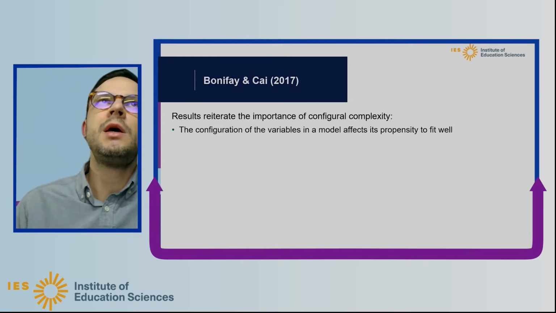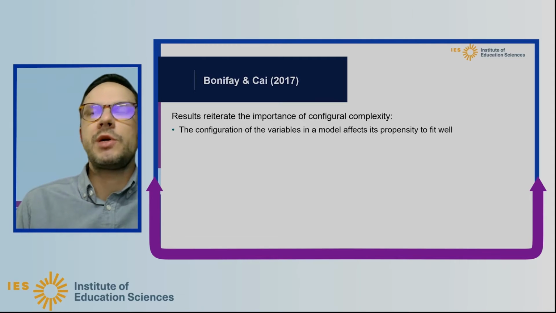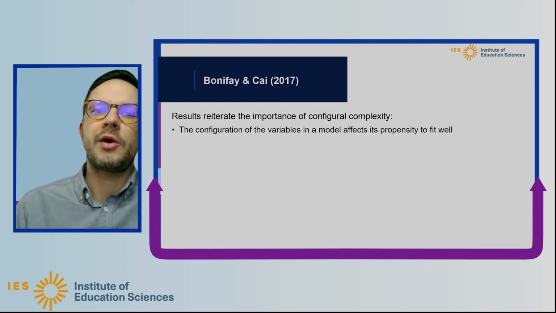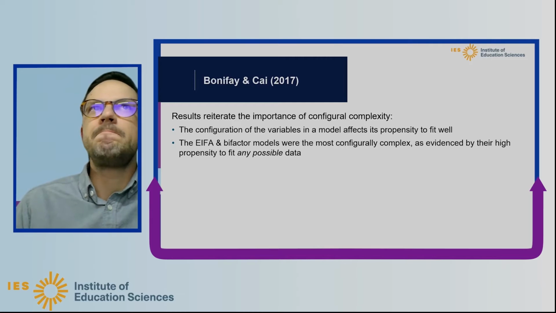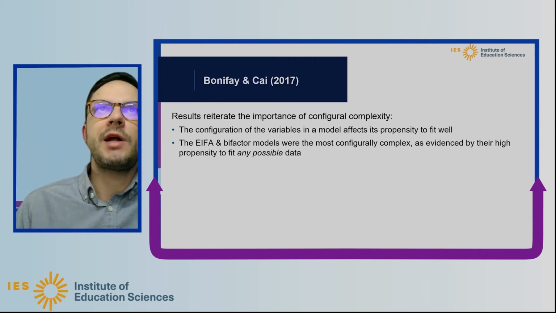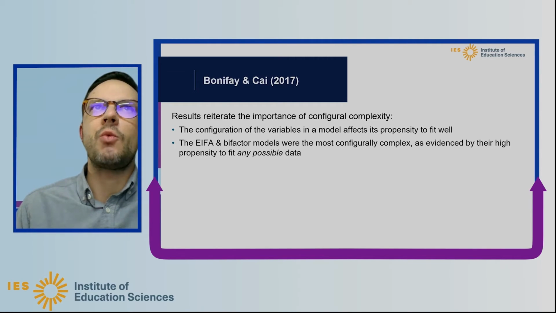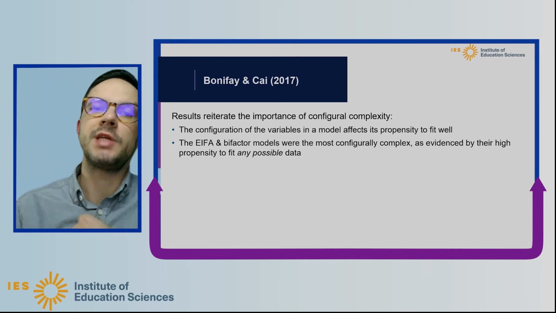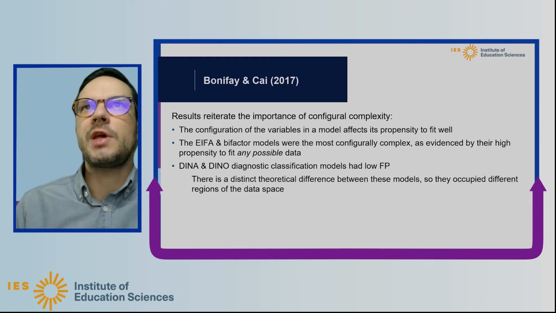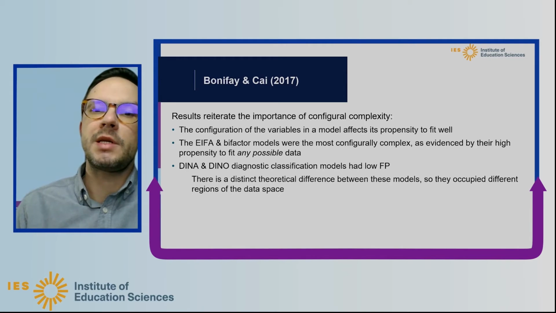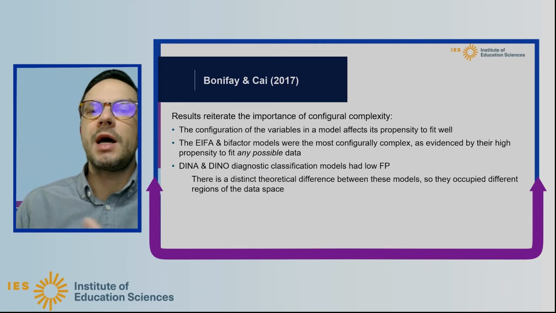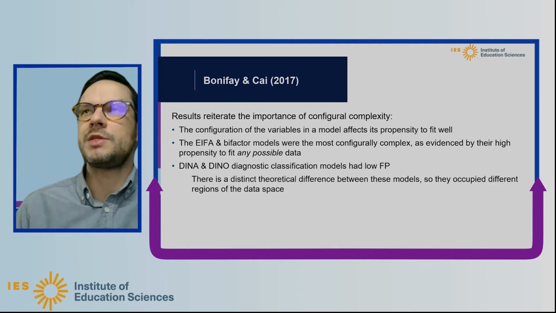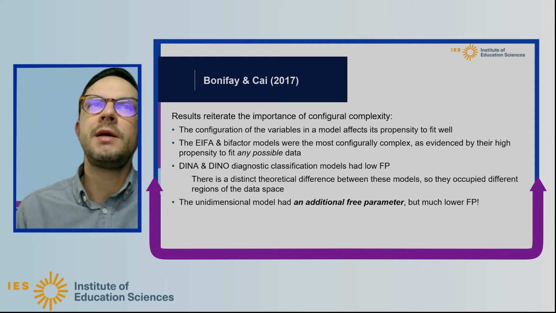So the results that we found reiterate the importance of configural complexity established by earlier researchers. The exploratory item factor analysis and bifactor models were the most configurally complex. They were able to fit any possible data. The diagnostic classification models had lower fitting propensity, but an important aspect of this is that there is a distinct theoretical difference between these models and when they would be used. So they occupy different regions of the data space.